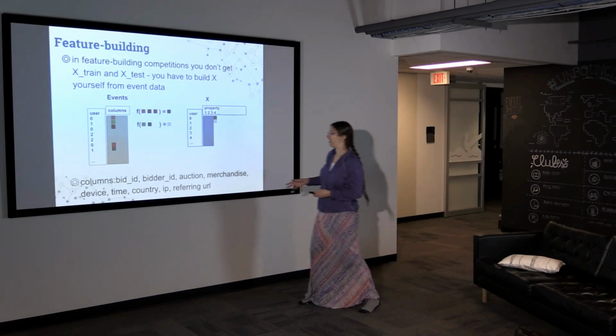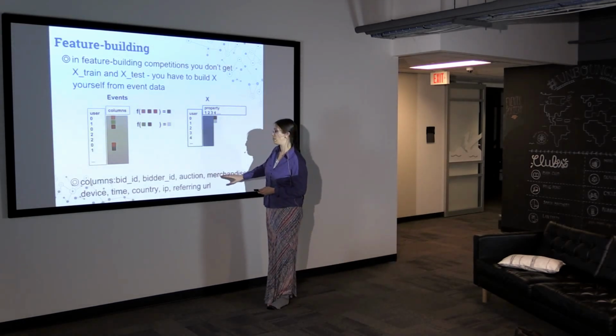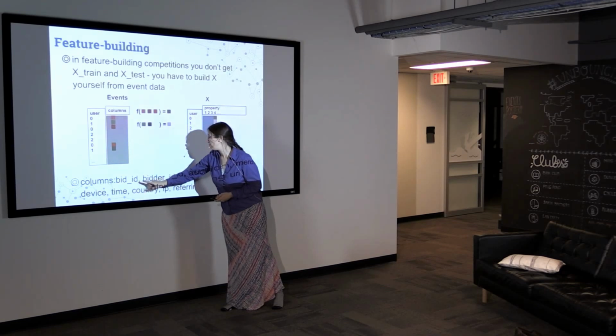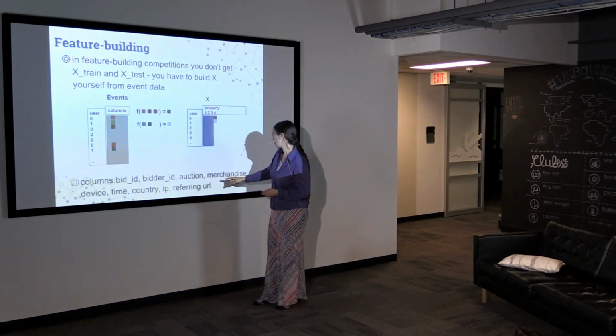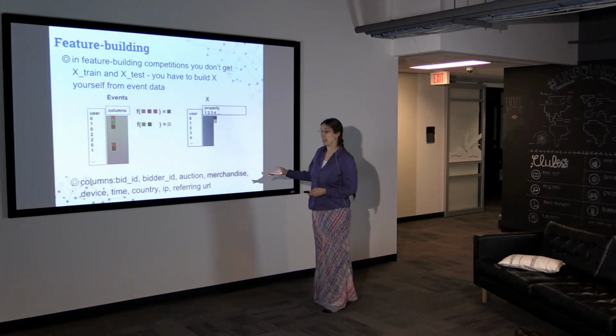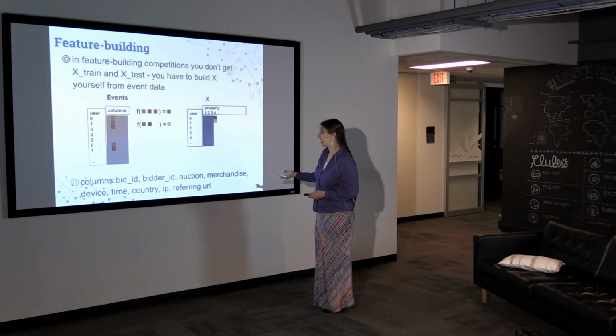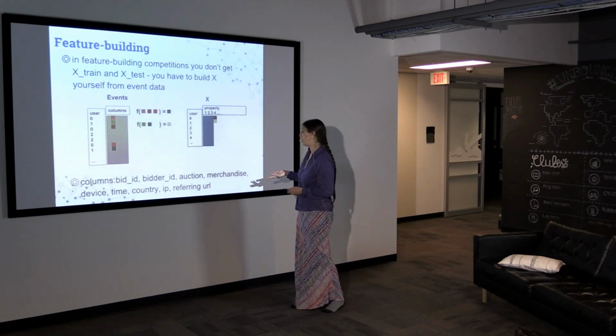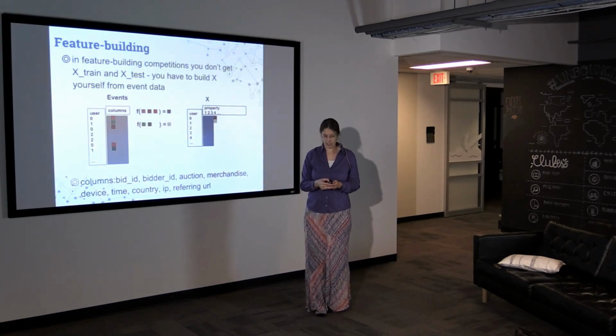Okay. So here I did actually write down what the columns were in this event matrix. It's bid ID, bidder ID, the auction, merchandise, the type of merchandise that they were buying, the device that they were using to connect with, the time, the country, the IP, and the referring URL.